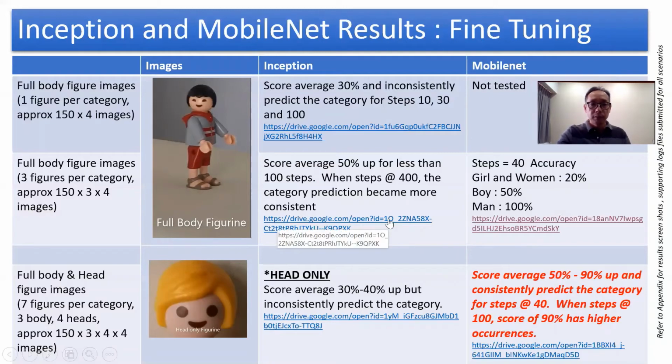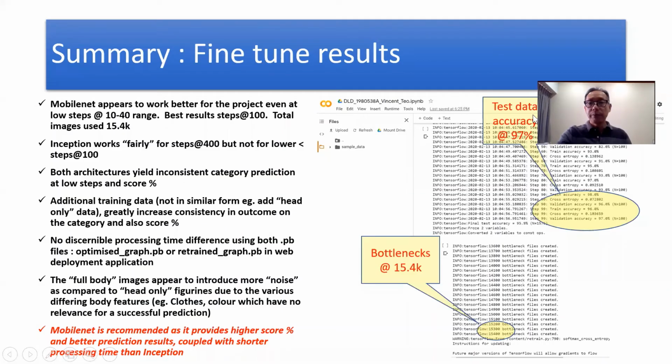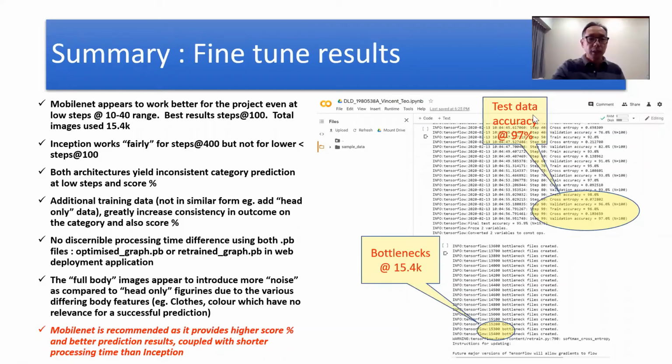Let's just get down to the summary. So for the summary, clearly MobileNet appears to work better for the project, even at those steps in the 10 to 40 range. Best results were at 100 steps, of course, and total images, this was 15 to 4K.